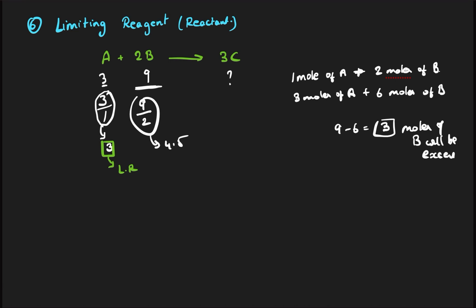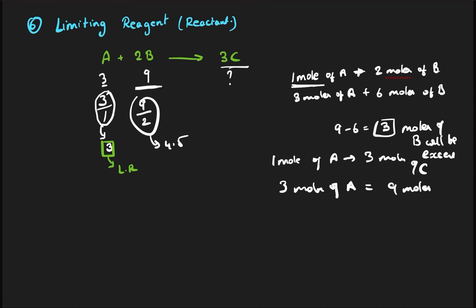That is known as excess reagent. And how many moles of C will be produced? We have only 1 mole of A, and 1 mole of A gives 3 moles of C. So 3 moles of A will give 9 moles of C, right? 3 threes are 9. That's how you find how many moles of product are produced. 9 moles of the product will be produced. This is known as limiting reagent.